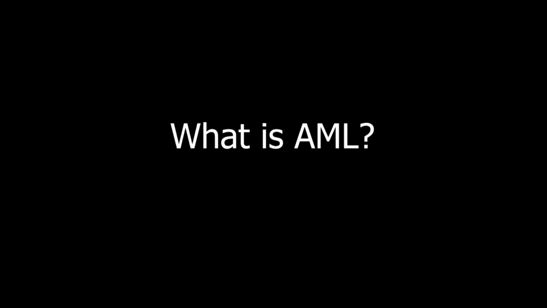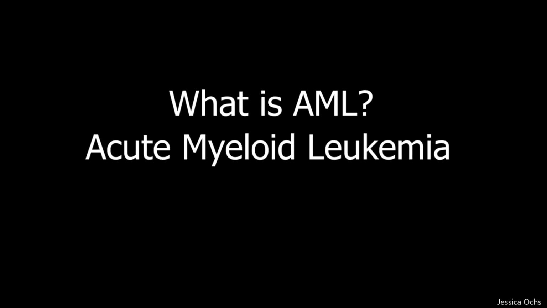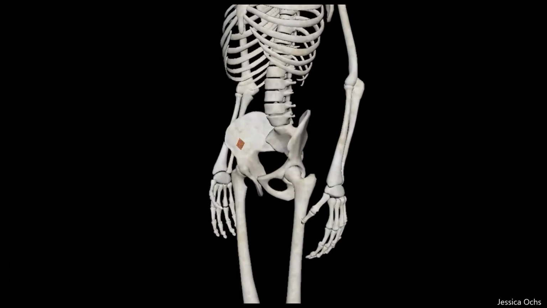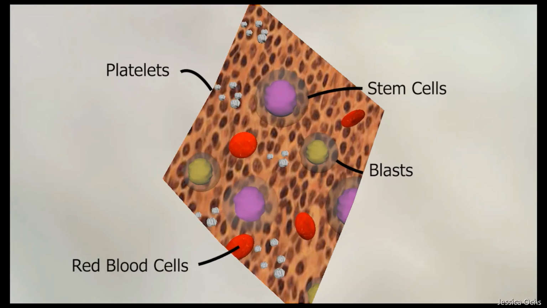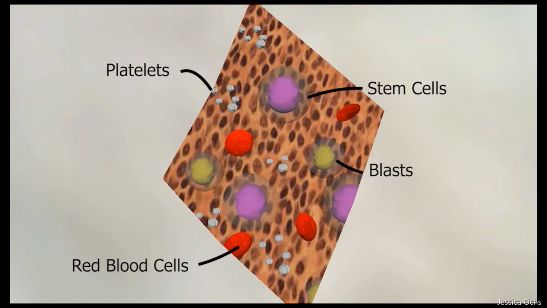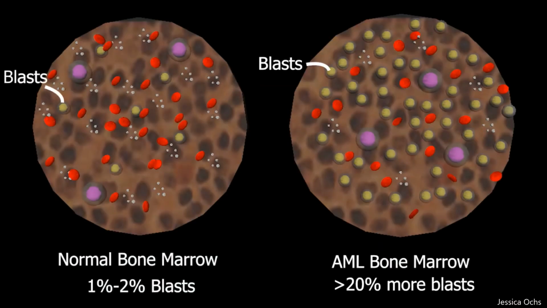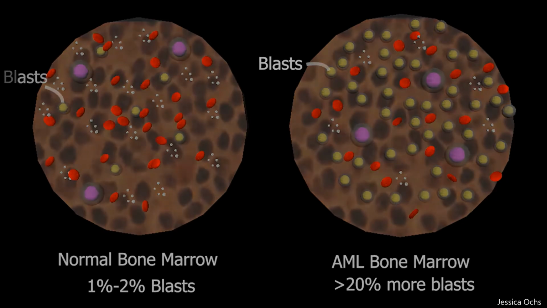What is AML? AML, or acute myeloid leukemia, is a type of cancer of the white blood cell. Cancer is defined as the uncontrollable growth of abnormal cells. AML originates in the bone marrow. The bone marrow is the soft inside of bones where new blood cells are made. AML is characterized by the accumulation of abnormal, immature bone marrow cells called blasts. Normal bone marrow contains 1 to 2% of blasts, whereas AML bone marrow contains 20% or more blasts.